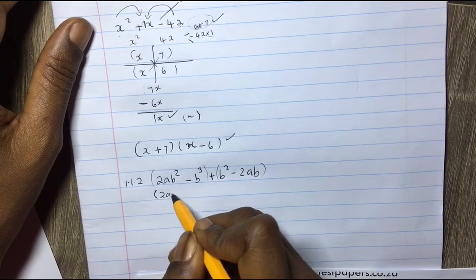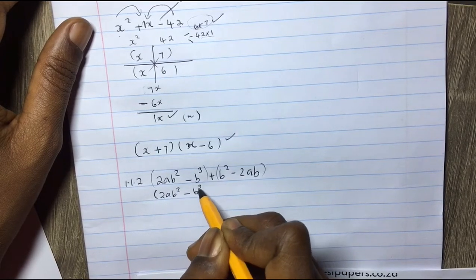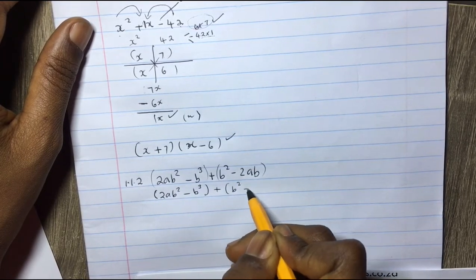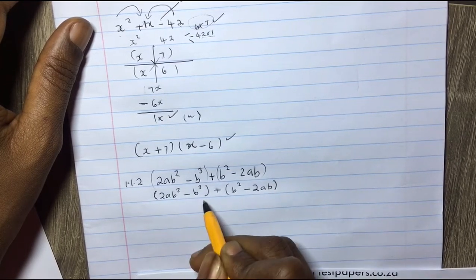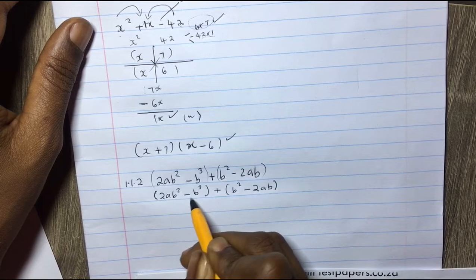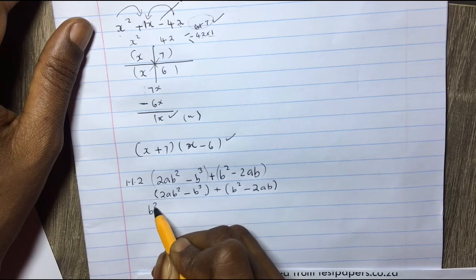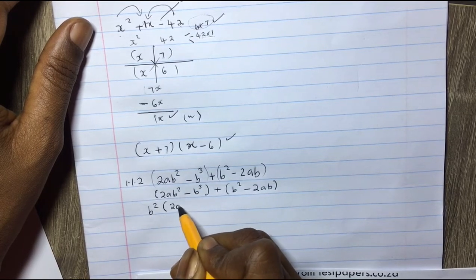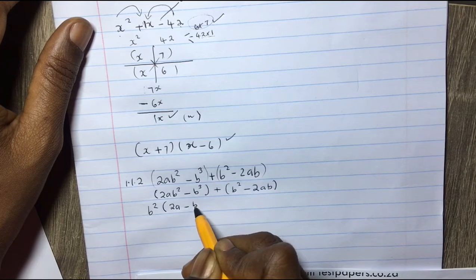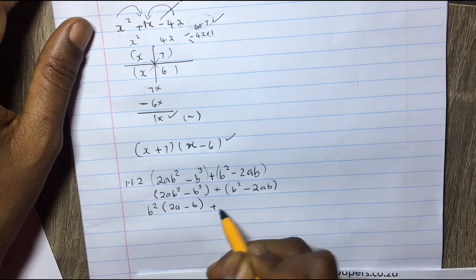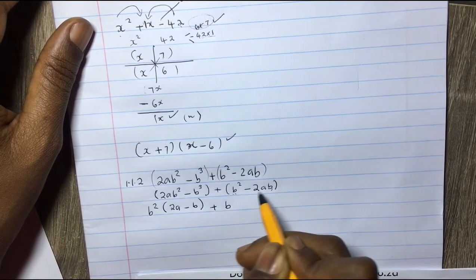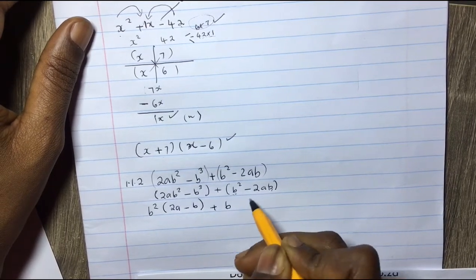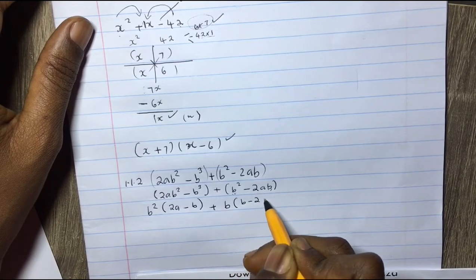So I'm going to have 2ab squared minus b cubed plus b squared minus 2ab. If I factorize, I'm going to take out a common factor here. The common factor will be b squared. So I'm left with what? 2a minus b. Do you agree with that? Plus, take out a common factor there. It's b, a term that appears in both terms. So I'm left with 2a.